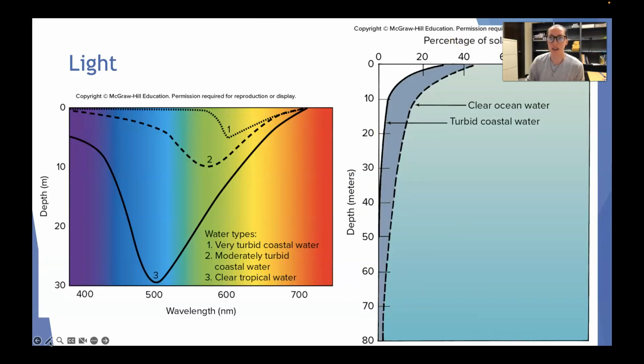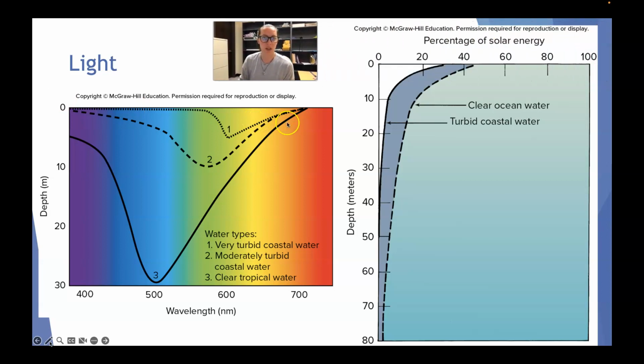So we've seen these images before, nothing new here, but really just to show. On the left here, we're looking at wavelength on the x-axis and depth on the y-axis, with the surface at the top. And the different water types and how far down the various wavelengths can be seen. So, very turbid coastal waters. Think of the bay itself. If you go and look out at the bay, it's pretty gross and kind of greenish looking.